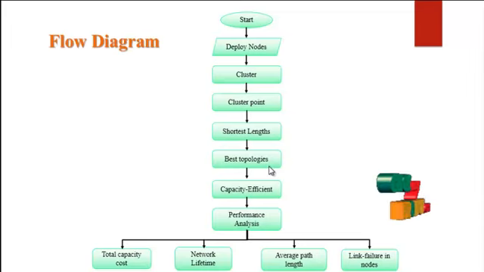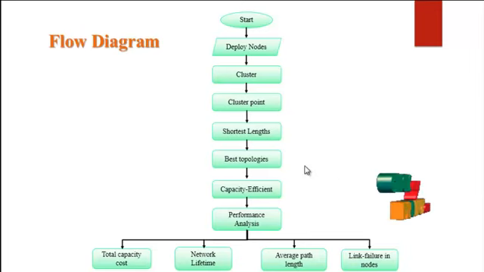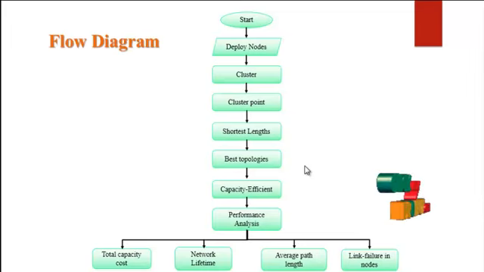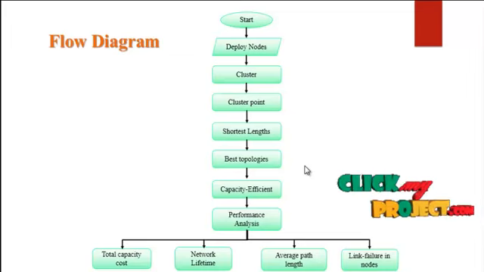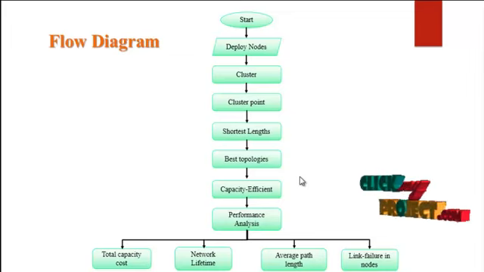The best topology is where we have a lot of clusters, and we separate them into 3 or 5 groups. We segregate our cluster points by grouping the links. In our paper, we use 3 cluster points for sub-networks, so they connect to each other. The next block we use is capacity efficiency.